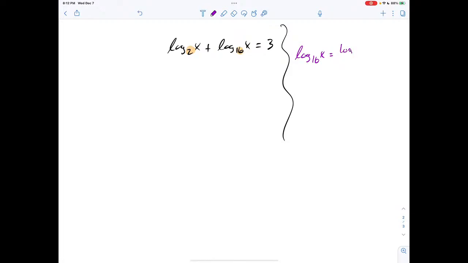So this is log of the base I want of the top divided by log of the base I want, which is base 2 of the bottom. And by doing that, now log base 2 of 16 is going to be 4, right? Because 2 to the power of 4 is 16. So therefore I can replace the log base 16 of x with log base 2 of x over 4.